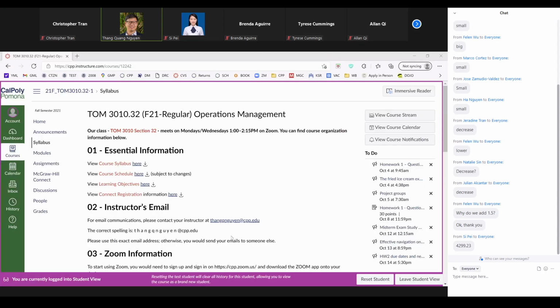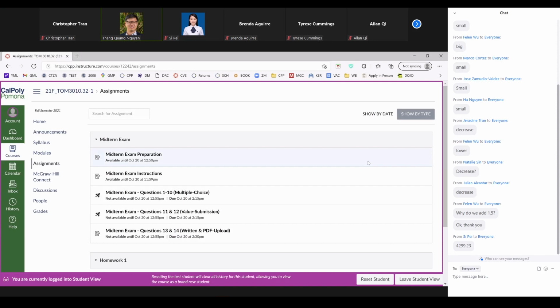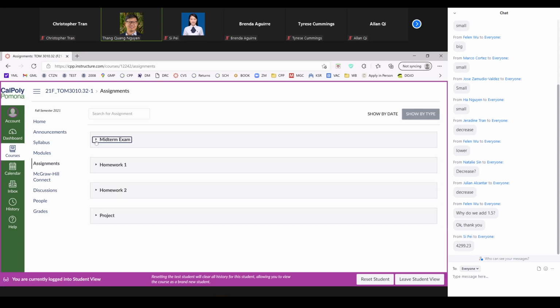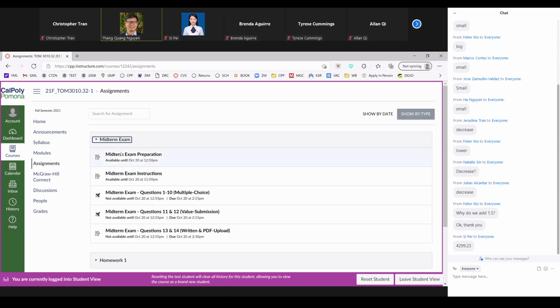All right, so if you go to Canvas, on the exam day, you should click on assignments. And then on the right-hand side, the top corner right here, you should click on show by type, because show by date will break up the folders, will break up the structure, right? So you should click on show by type, and then right at the top, you're going to see the midterm exam folder.